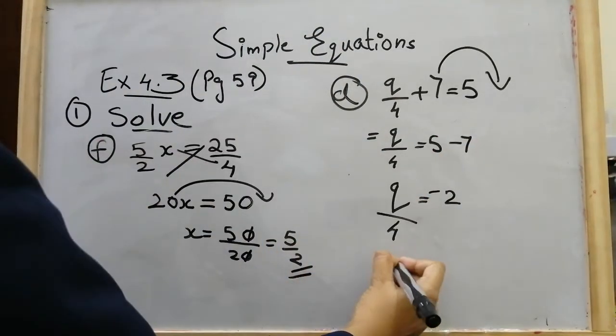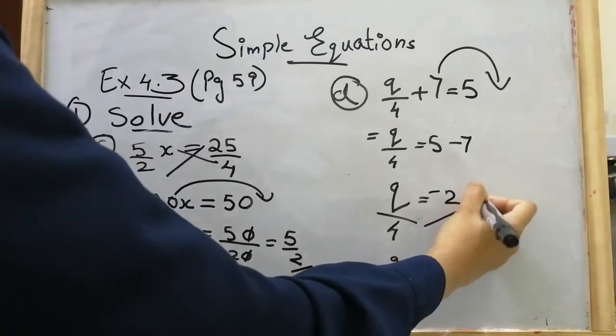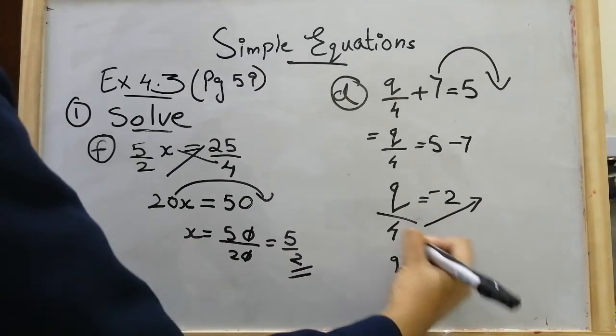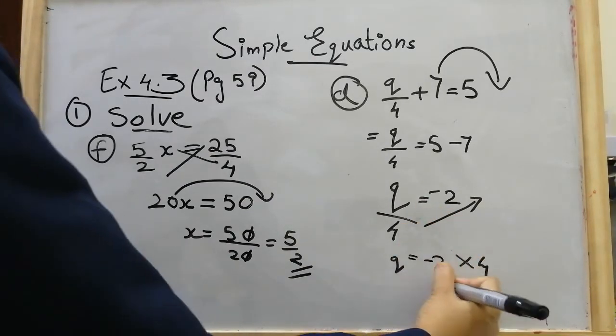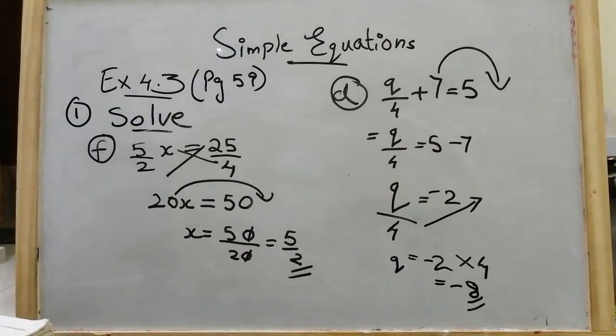Now how do we find q? This is divide. When divide goes to the right side, what does it become? Multiply, right? So write first minus 2 as it is and multiply by 4, and your answer will be minus 8. We got the value for the variable q. Am I clear? Okay, now let's move on to the question.